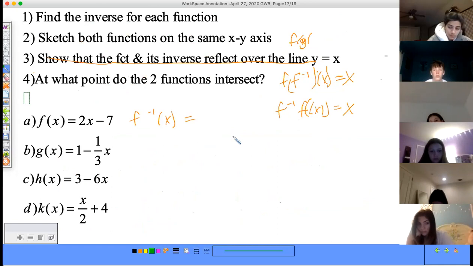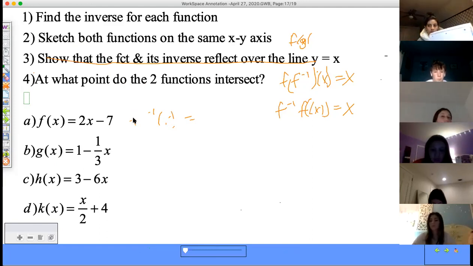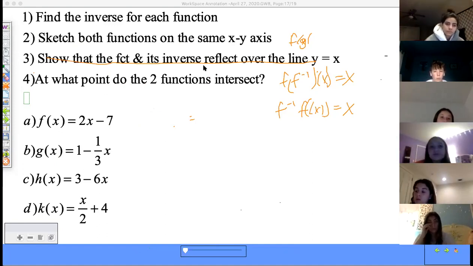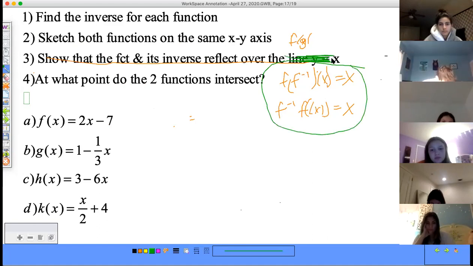Your job for the next 8 or 9 minutes is, I don't like what I have here, so I'm going to make you guys fix it for me. Instead of number 3, show that the function and its inverse reflect over the line y equals x. I want you to show that you get x when you do the composites of those. So I don't need you to show that they reflect over the line y equals x. We can go ahead and do that on Desmos when we're ready to.